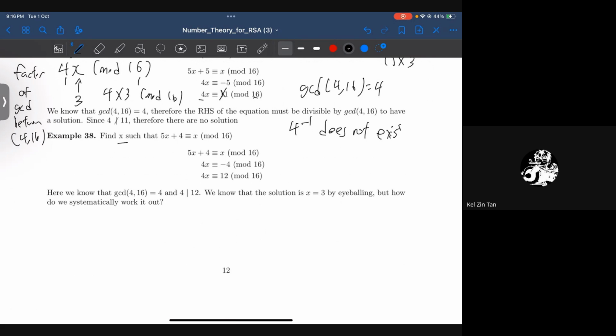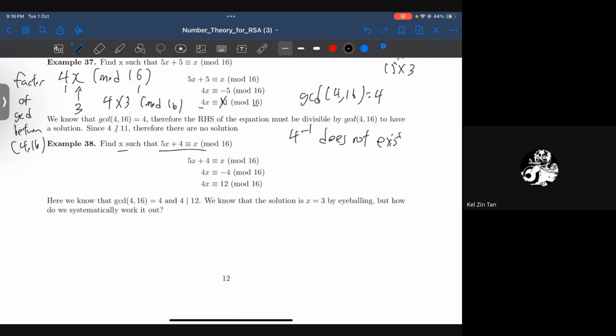Maybe it will be much clearer if we look at this example. We want to find x such that 5x plus 4 is equal to x modulo 16. We pull this x to the other side, and then we get that 4x is equal to minus 4 modulo 16, and then 4x is equal to 12 modulo 16. In this case we know that 3 is the answer, because if we plug in 3, then this becomes 4 times 3, which is 12. So that's our answer. But we cannot pull this to the other side because the GCD of 4 and 16 is not equal to 1.